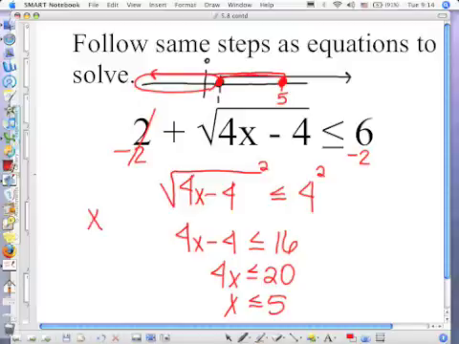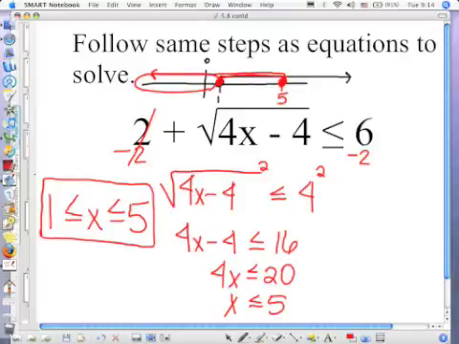How do I write that answer? Well, x is located between 1 and 5. It's bigger than 1, smaller than 5. It includes 1, and it includes 5. That's not too bad, huh? I mean, it requires you to remember things and think.